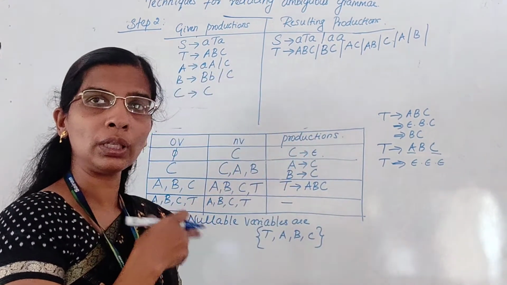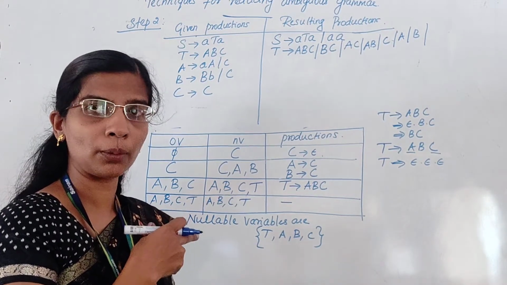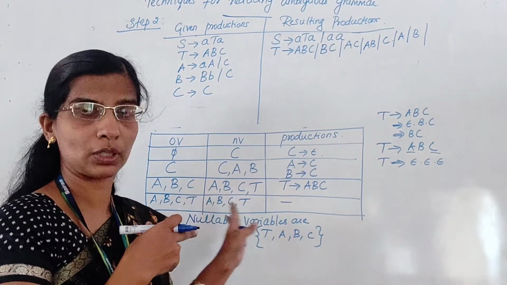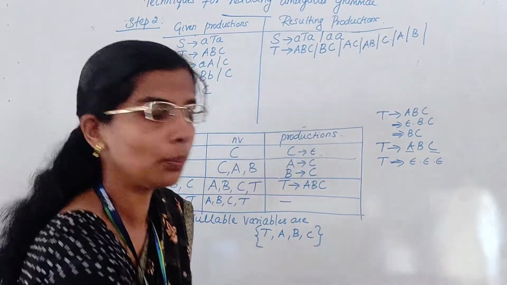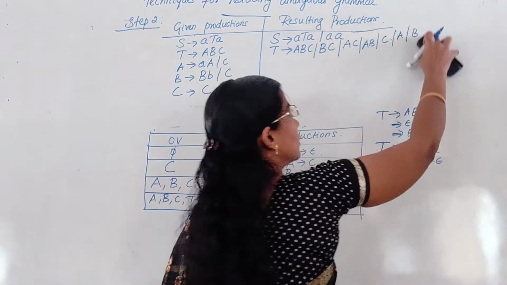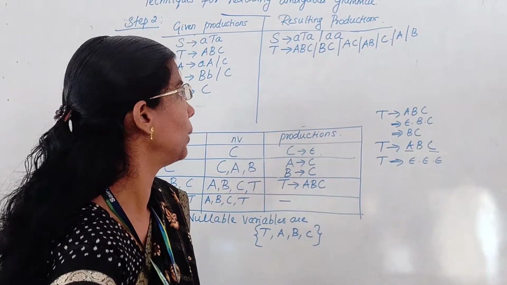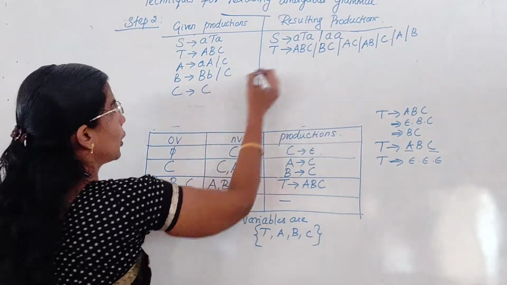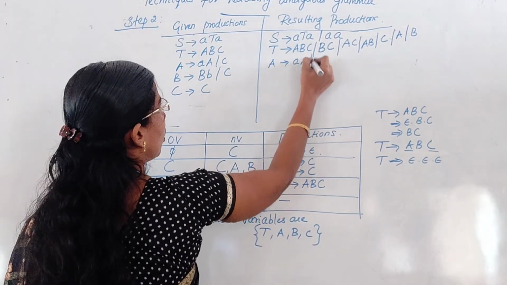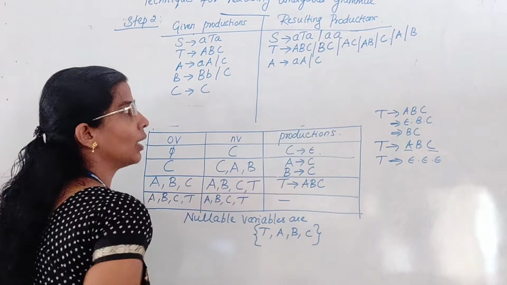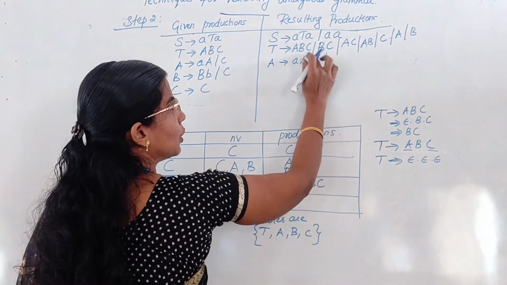But what am I doing in this step? I am eliminating epsilon production. So don't write that epsilon here. Right, you can stop with this. Next production, you write as it is. A tends to AA or C. Next, what I have to do? Write that.